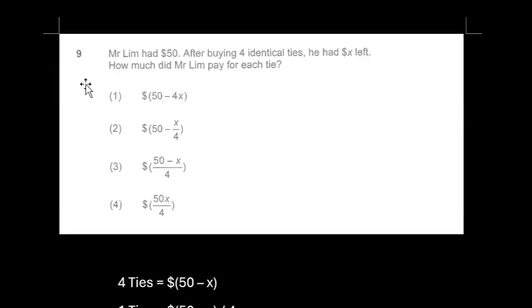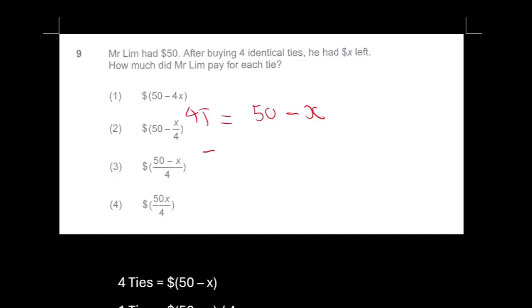Okay, I'll move on to question number 9. In question number 9, this is basic algebra. Mr. Lim has $50. After buying 4 identical ties, he has X dollars left. How much did Mr. Lim pay for each tie? So initially, Mr. Lim has $50. In the end, he has X dollars left. So which means the 4 ties must cost this amount. How much you have and how much you have left, you get 4 ties.